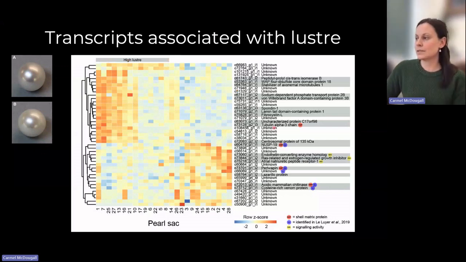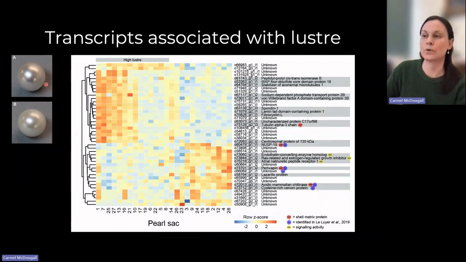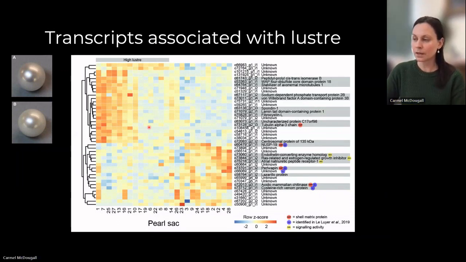And when we looked at what these genes actually were, we found out that most of them were genes that encoded known shell matrix proteins. So the proteins were actually secreted into the organic matrix and controlled shell formation. So it looks like luster is associated with the level of expression of these genes. So that might indicate that I guess the pearl sacs are more transcriptionally active when we've got nice lustrous pearls. So that actually wasn't too much of a surprise.